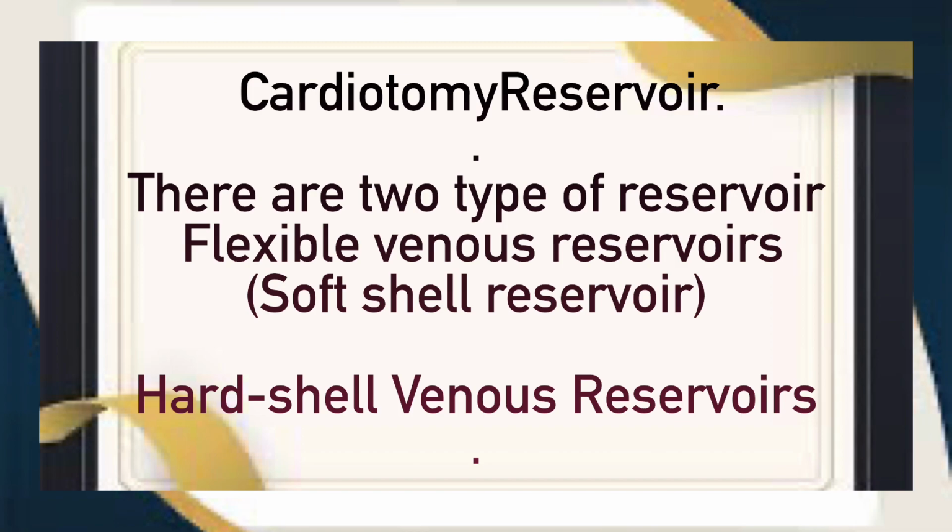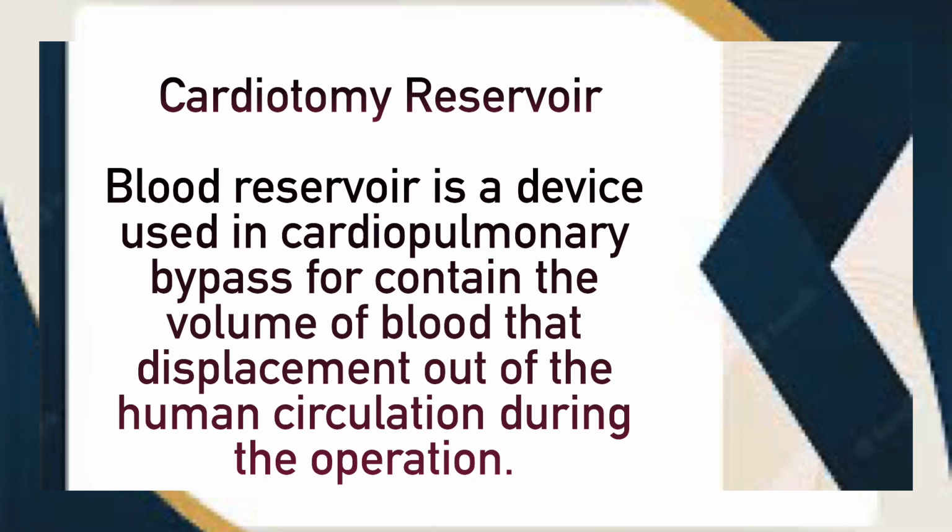Cardiotomy reservoir. There are two types of reservoirs: flexible venous reservoir, soft shell reservoir, and hard shell venous reservoir. The cardiotomy reservoir, or blood reservoir, is a device used in cardiopulmonary bypass to contain the volume of blood that is displaced out of the human circulation during the operation.